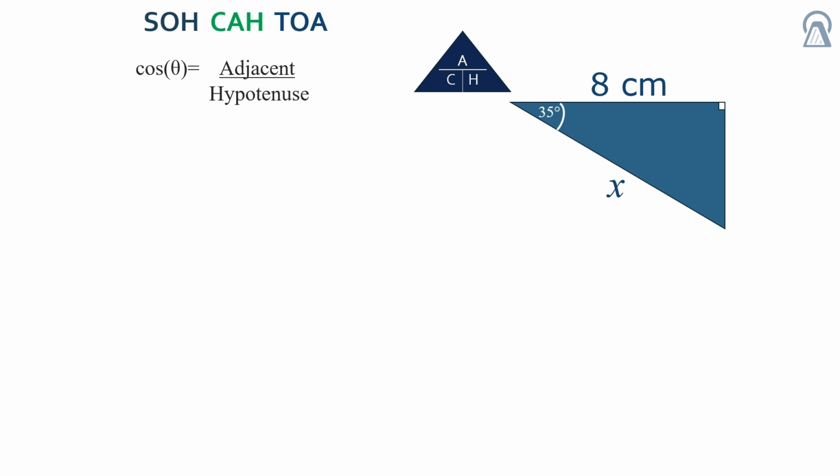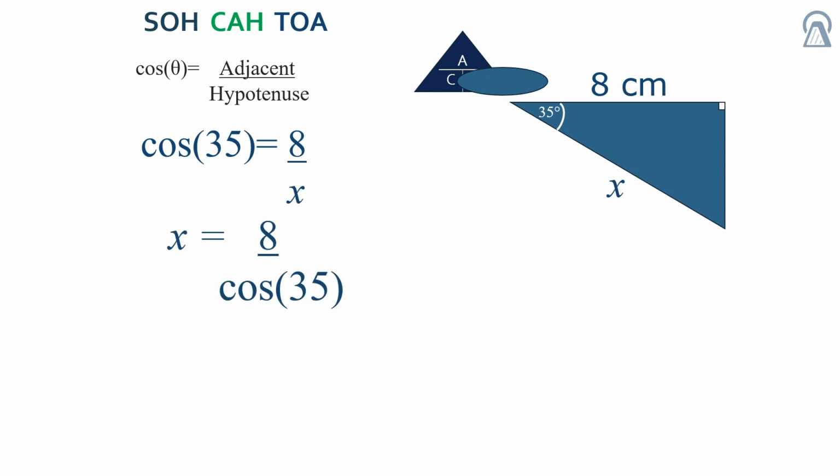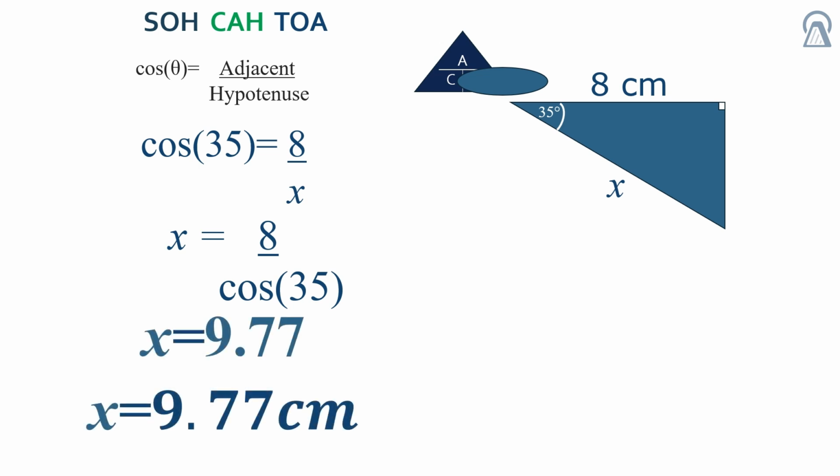Again, we know we've got 8 for our letter A, and we've got 35 for our angle, which is sometimes called theta, that's the symbol you can see there. So we're going to pop in cosine 35 is equal to 8 over x, but of course we're going to have to do a little bit of rearranging of that formula because I want to make x the subject. So to find x, I'm going to do 8 divided by cosine 35, and that tells me that our hypotenuse length is 9.77 centimeters long.